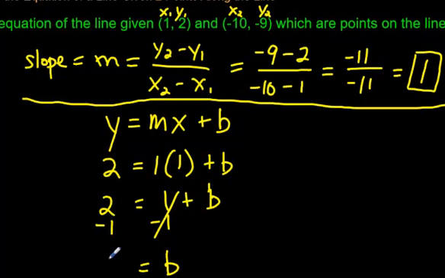And we're left with 2 minus 1 is 1. Wow, this equation's kind of interesting because it looks like this. And here's the final answer. Y equals, the slope is 1, x, and the y-intercept is also 1.